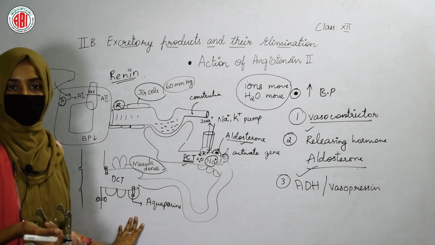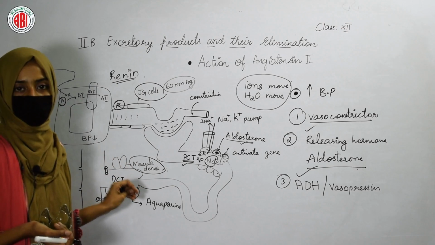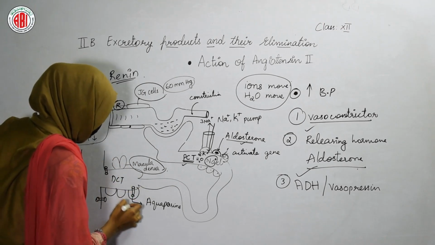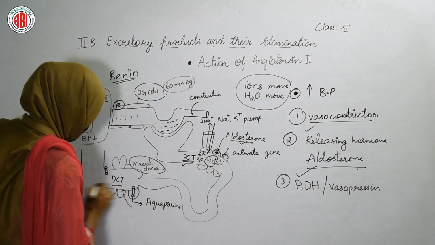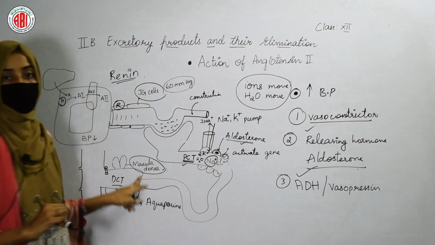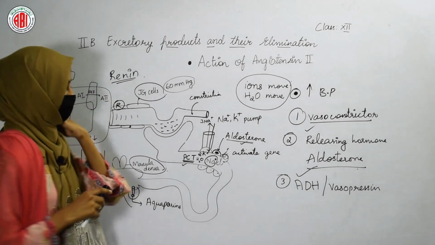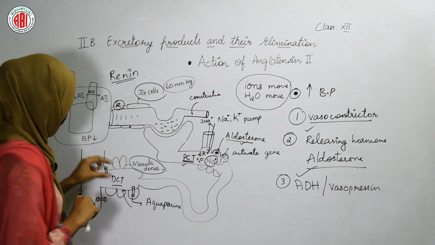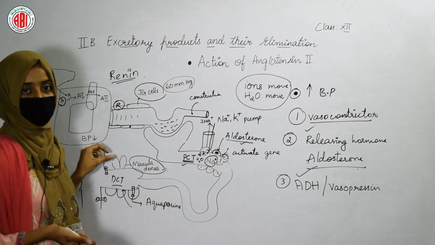The role of aquaporins is that they are very permeable to water. So the water present in the interstitial fluid can enter into the DCT as well as the collecting duct through these aquaporins. So vasopressin is a hormone that forms the aquaporins in the distal convoluted tubule and also in the collecting duct.